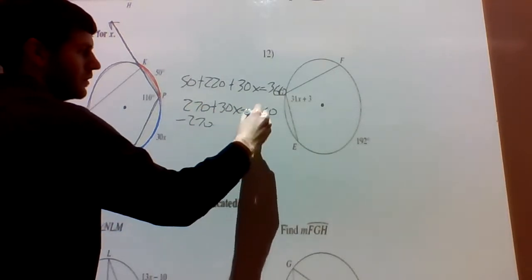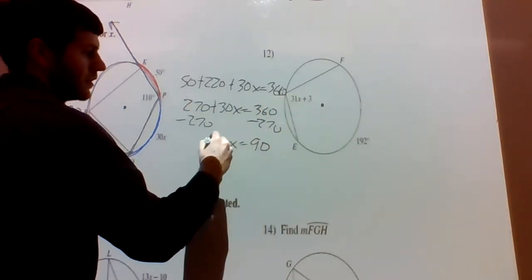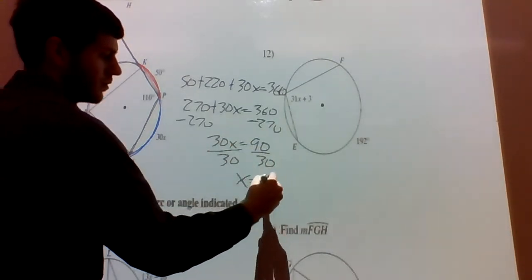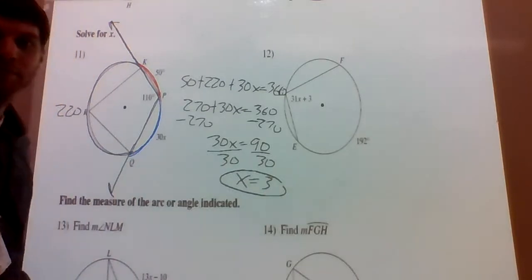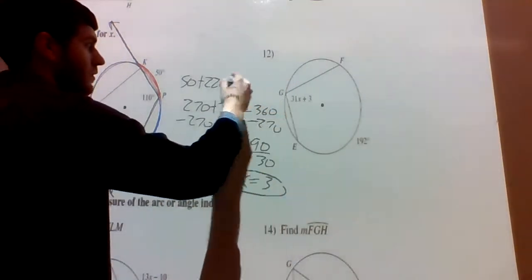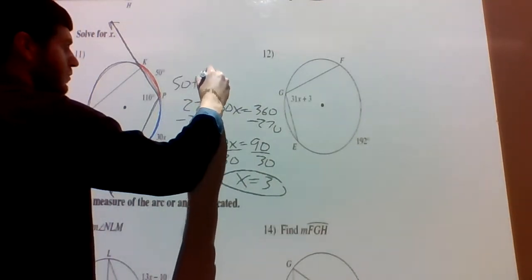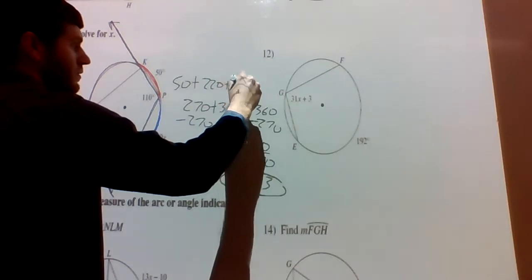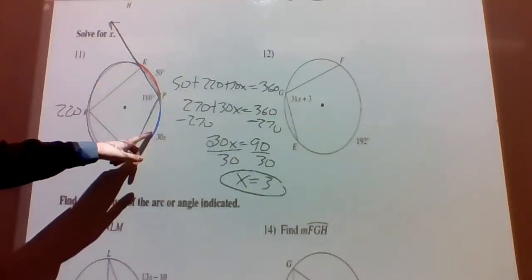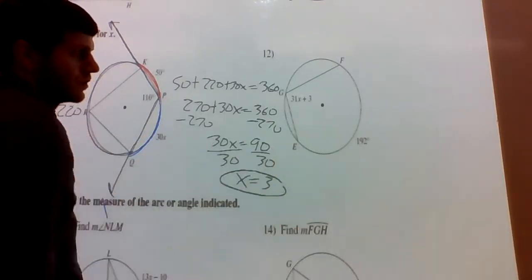Subtract 270. 30x equals 90. Divide both sides by 30. We get x equals 3. We had 50 plus 220 plus 30x equals 360. We're just adding all three together. I just don't want this so close to the other one.